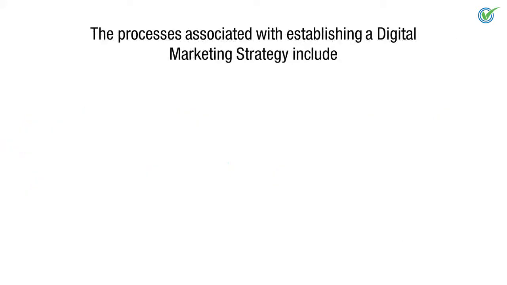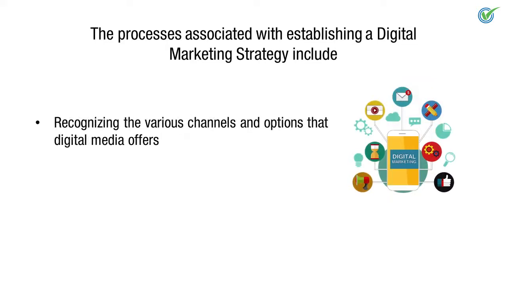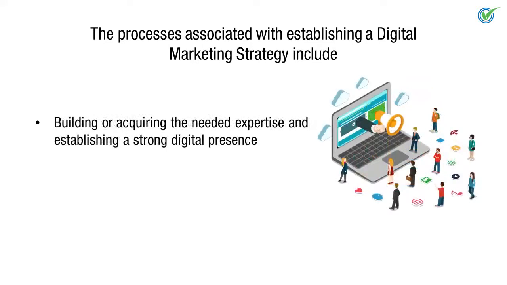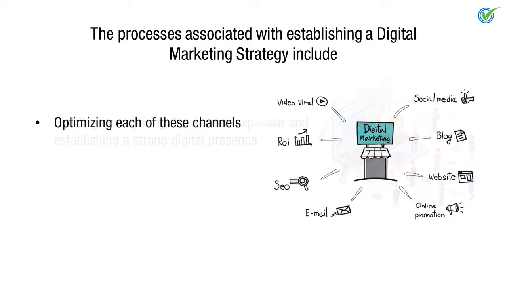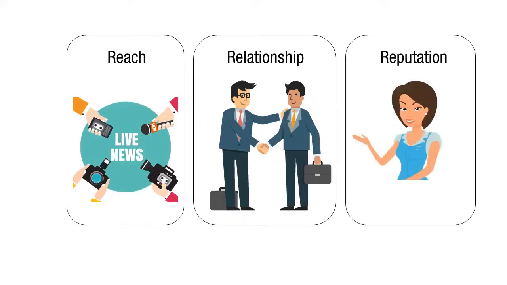The processes associated with establishing a digital marketing strategy include gaining an understanding of the specific targets that this aspect of marketing must achieve in order to contribute to the successful attainment of marketing objectives, recognizing the various channels and options that the digital media offers, building or acquiring the needed expertise, establishing a strong digital presence, and optimizing each of these channels to ensure maximum reach, build good customer relationships, and establish and protect a strong reputation in the chosen markets.